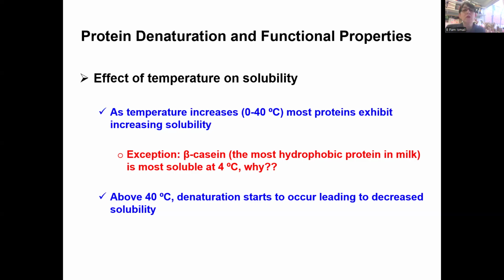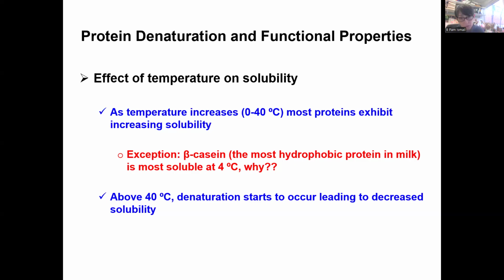However, there are always exceptions to the rule. So here we are showing an example. Beta-casein is the most hydrophobic protein in milk, and it actually is most soluble under refrigerated conditions. So in milk, if we put the milk in the refrigerator at 4 degrees C or around that, what happens is some of the beta casein leaches out of the micelle into the soluble whey fraction.